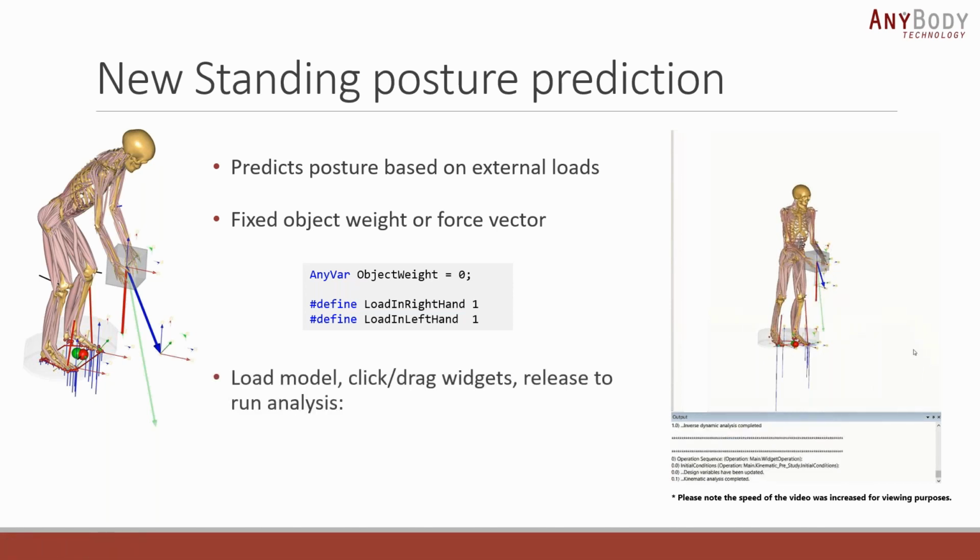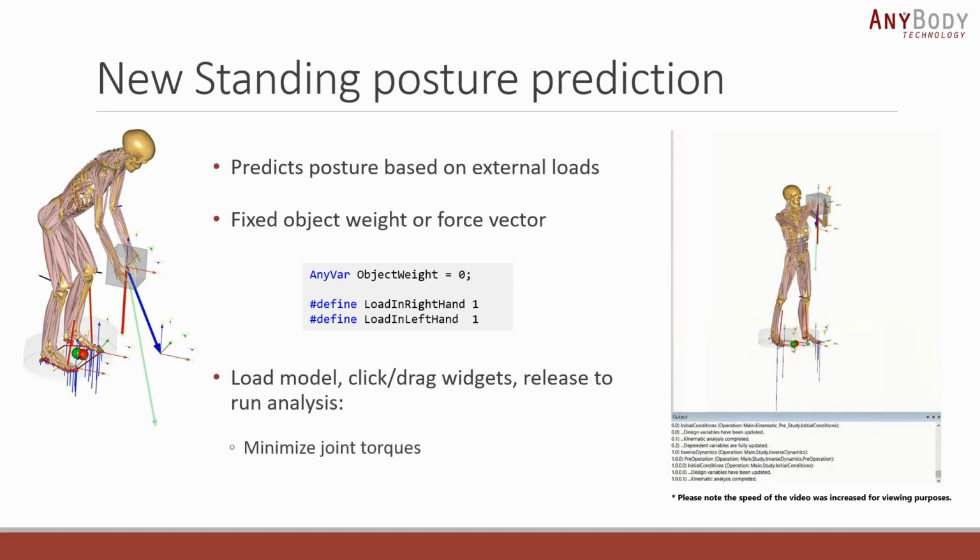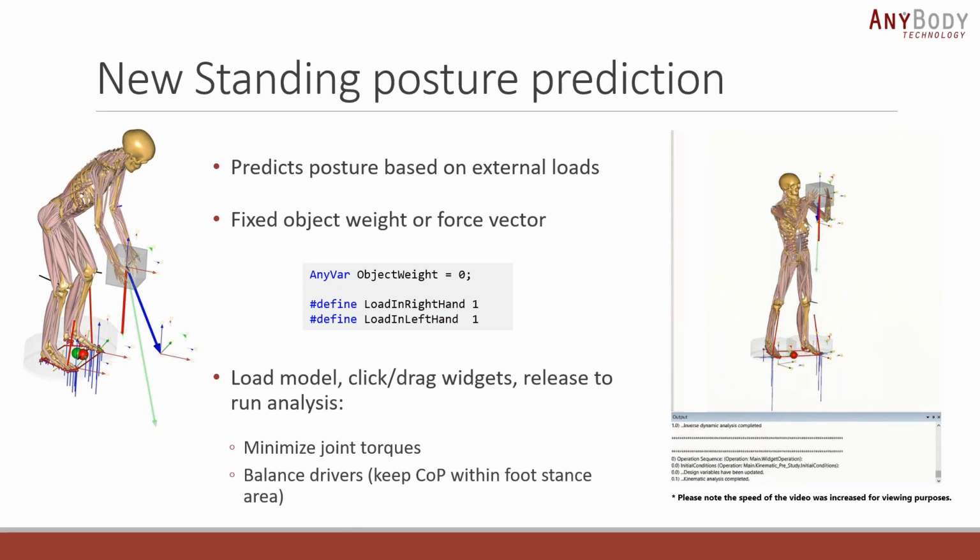In order to run the model, you first load it and click and drag each of the 4 widgets if you'd like to adjust the feet position, the position of the object, or the direction of the force vector. Upon release, the model will run. What's going on behind the scenes is that the model is minimizing the joint torques, and balance drivers are trying to keep the center of pressure within the foot stance area.